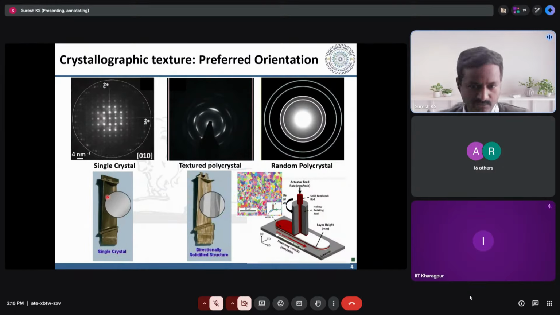We have only one orientation. Now, the other extreme comes where you have a random polycrystal. There is no preference at all. So all the orientations occur in a random manner. There is no particular preference.